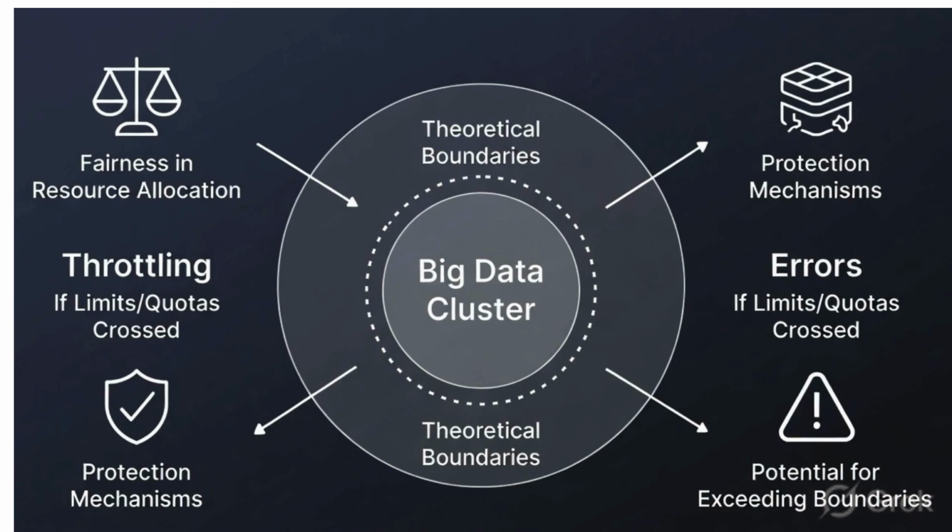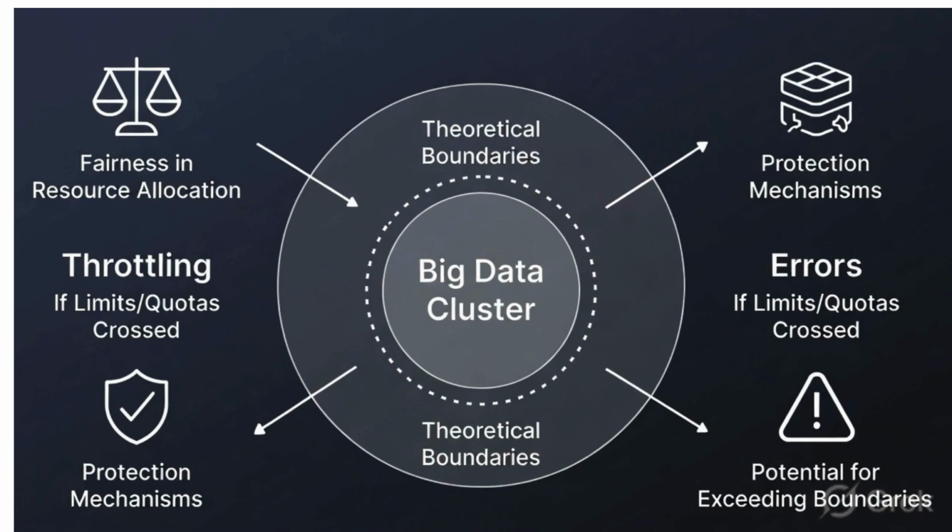Take a look at this diagram. It sums up the whole idea of boundaries in big data clusters. In the center is your big data cluster. Around it is the inner ring of theoretical boundaries. Those are your limits and quotas, the invisible guardrails keeping things safe. If a query or workload crosses those lines, see the outer arrows shooting out to throttling and errors. The system kicks in to protect itself.